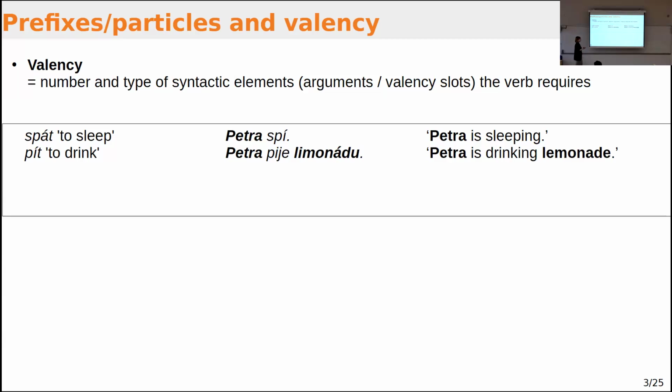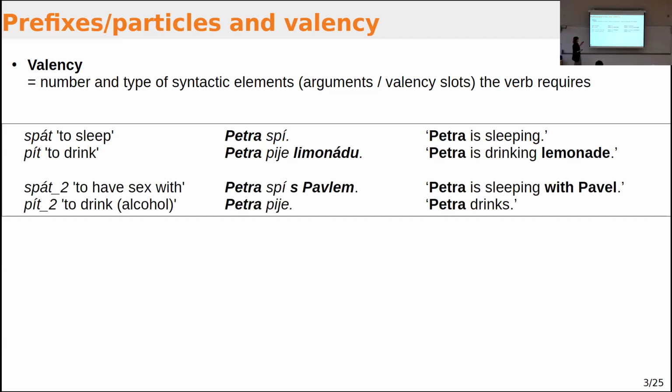And so it requires syntactic elements for those two participants, as in the sentence, Petra is drinking lemonade. And these are required to be expressed unless they can be left out due to reasons of, let's say, context. I want to stress right at the beginning that the valency is not a characteristic of the verb as a whole, as a lexeme, but rather of the verb in its individual senses.